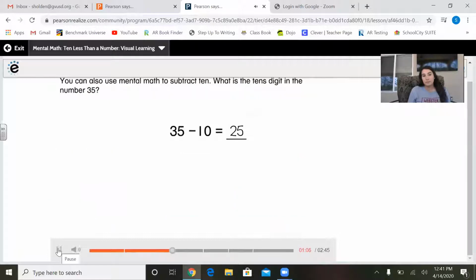You can also use mental math to subtract 10. What is the tens digit in the number 35?